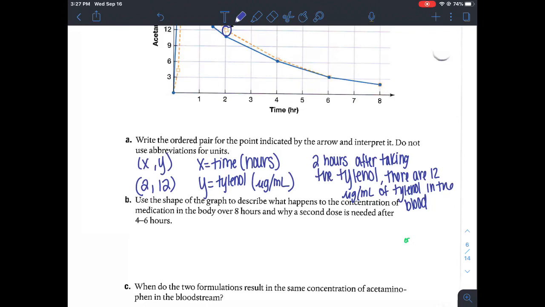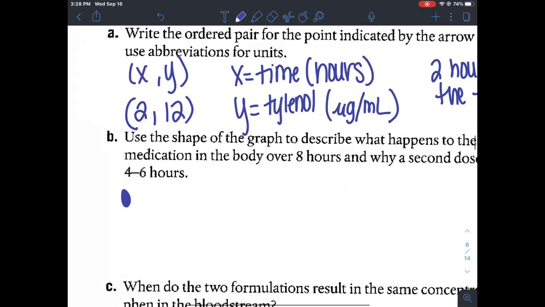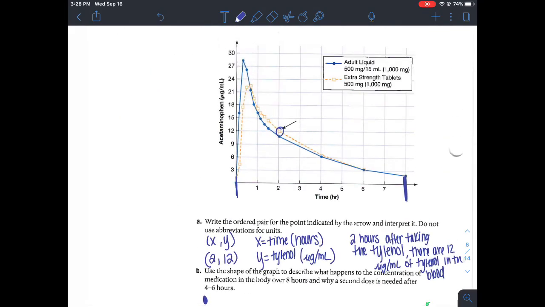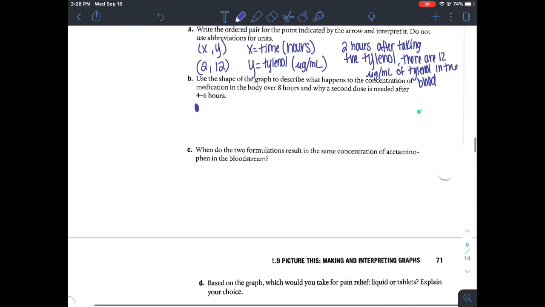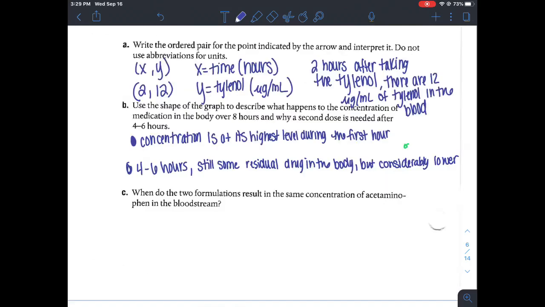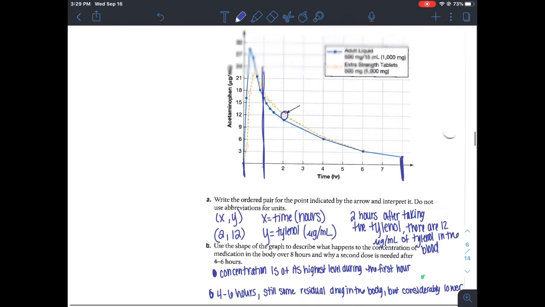Okay, number 2, use the shape of the graph to describe what happens to the concentration of the medication in the body over 8 hours. So the whole graph is from 0 hours when you first took it to 8 hours. Why is the second dose needed after 4 to 6 hours? So, all right, first let's look. So it looks like in the first hour of taking the medication, here's the first hour, the concentration is the highest in your body. So highest level within that first hour.